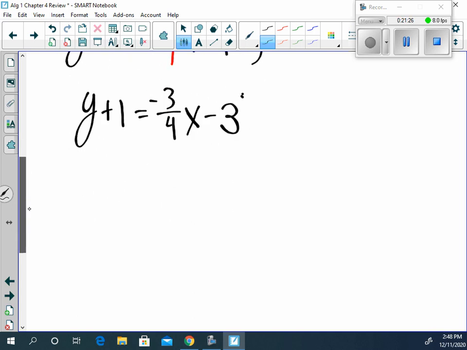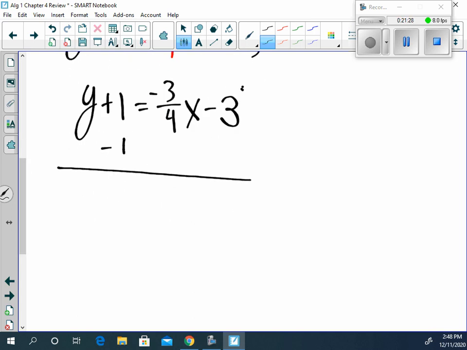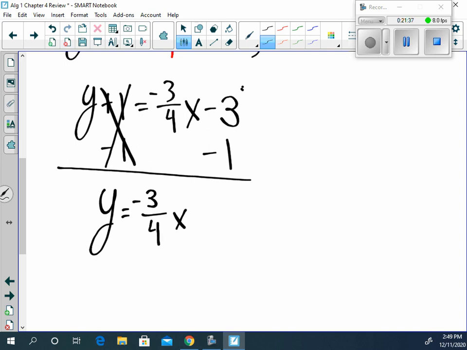Now we're almost done. We still need to get y by itself, so I'm going to subtract 1 from both sides. These will cancel. And what I'm left with is y is equal to negative 3/4 x minus 4. And that's it with this here. Any questions on this here? Any questions on any of this here?